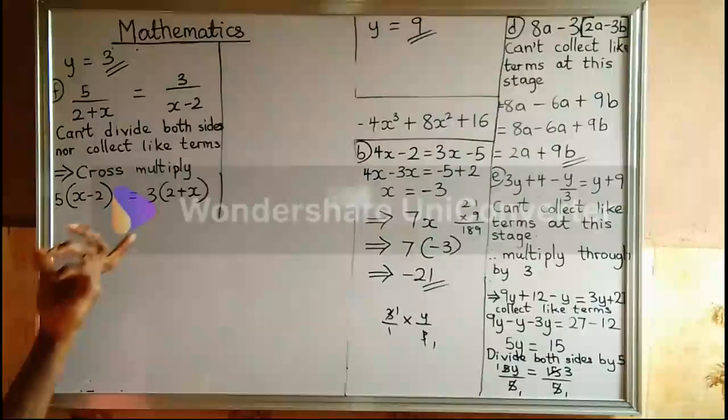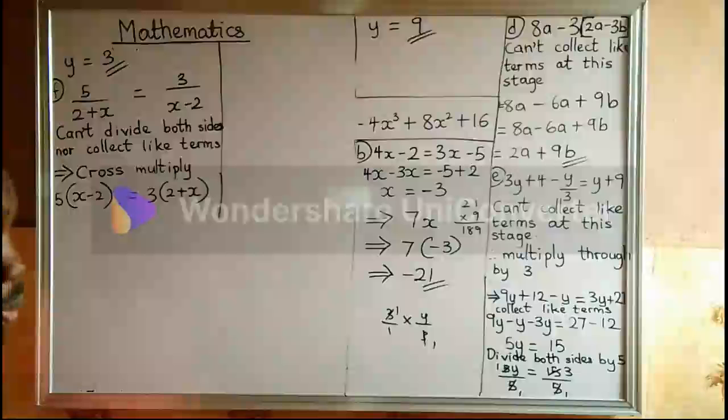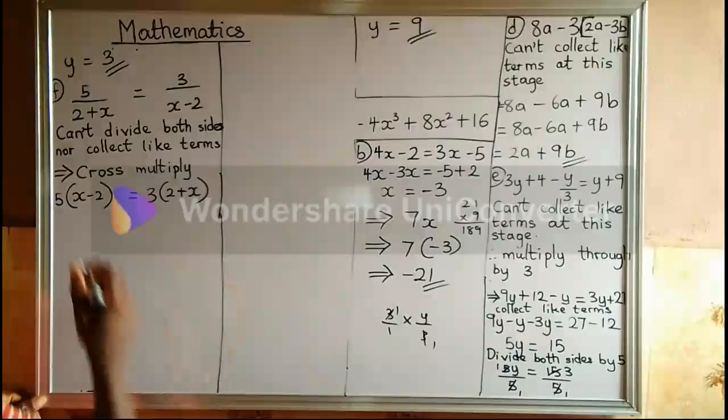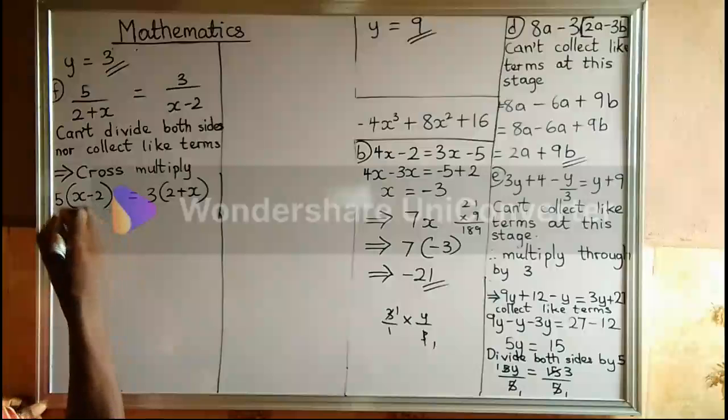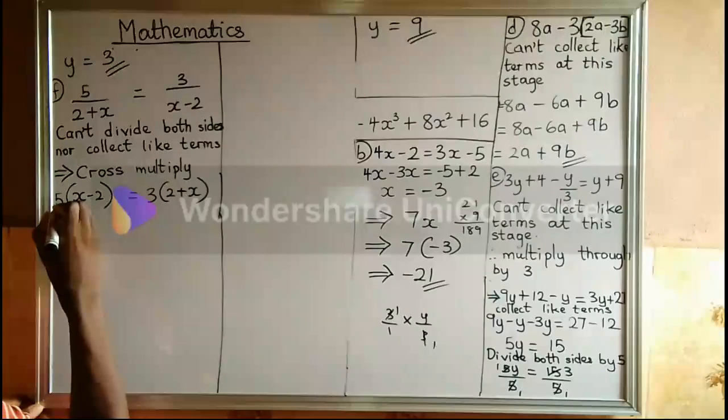So what do you do? You have to open the bracket, just like this. So let's go and open the bracket. Opening the bracket, you multiply the number outside by each of the ones inside the bracket. So 5 times x. X means 1x. So you multiply the numbers for us. 5 times 1, 5.